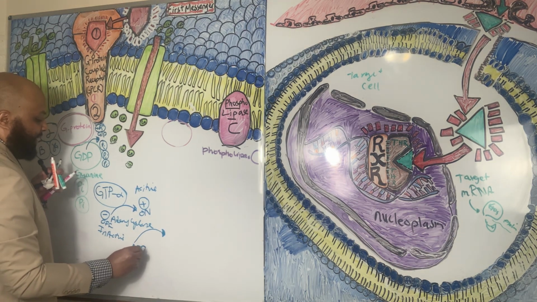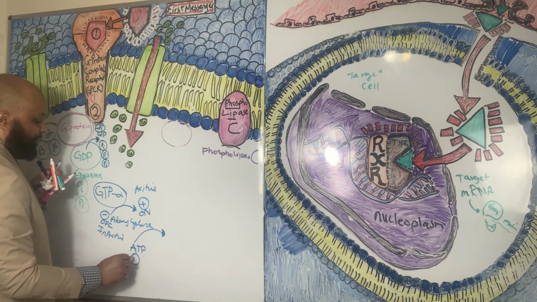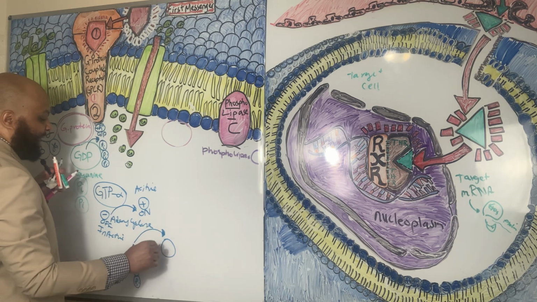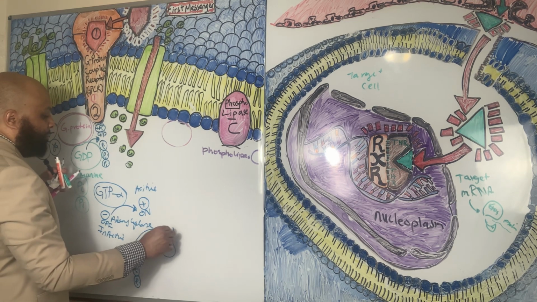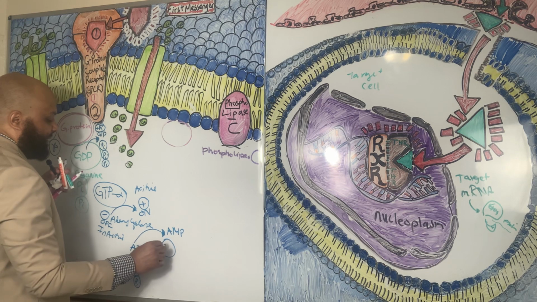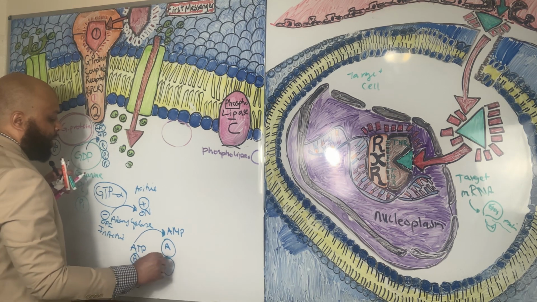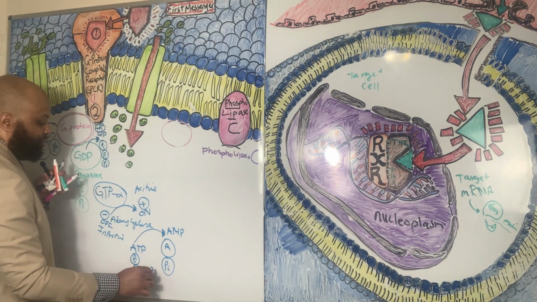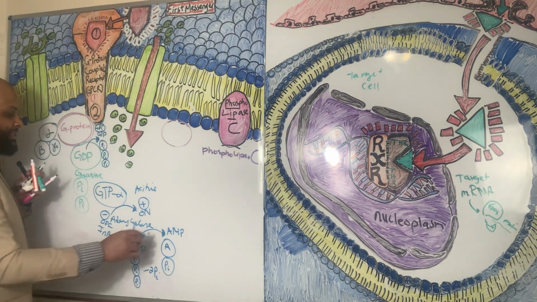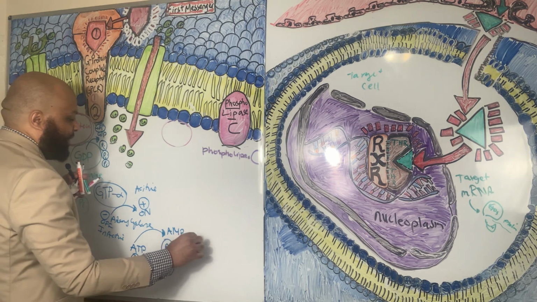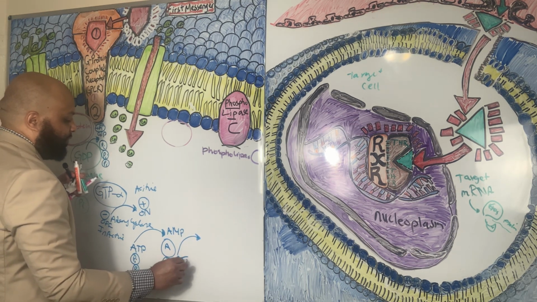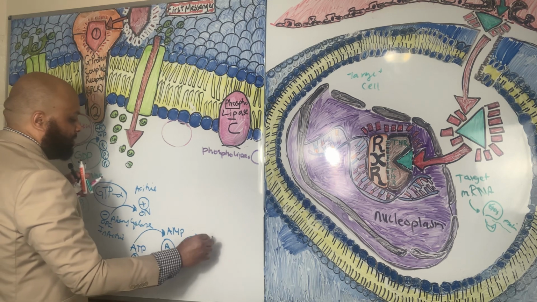adenine triphosphate, ATP, adenine with 3 phosphates, 1 phosphate, 2 phosphate, 3 phosphate, and we'll turn it into adenine monophosphate. So adenine subunit with one and only one phosphate. That means we subtracted 2 phosphate groups, and this adenine monophosphate will go and will turn for us kinases that were off. We'll turn them on.